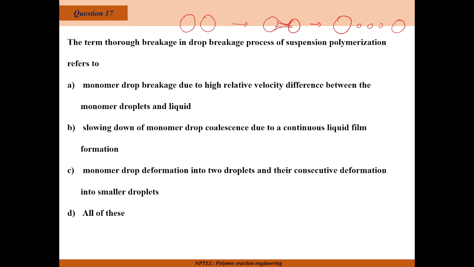Is it the first one, the monomer drop breakage due to high relative velocity between the monomer droplets and liquids? No, I don't think so. If you are not able to remember everything, just look at this structure. Here we can see the monomer drop deforms into two droplets. This is a deformation happening, and their consecutive deformation into smaller droplets. So I think D is the answer.